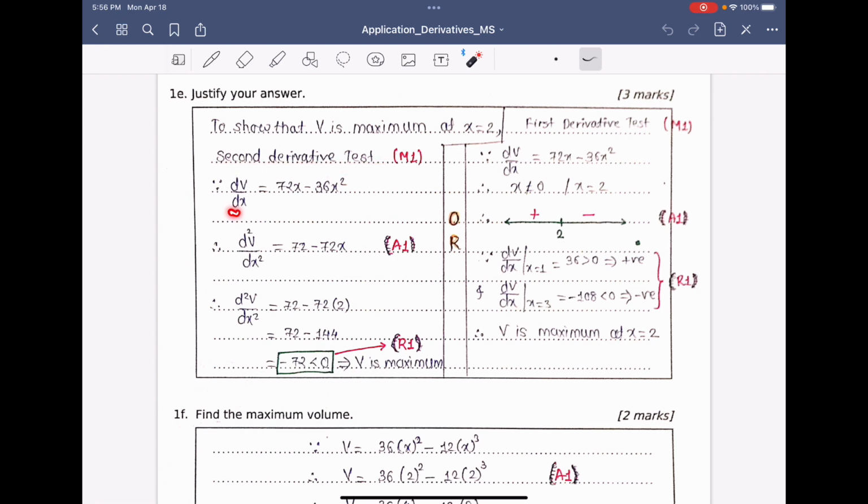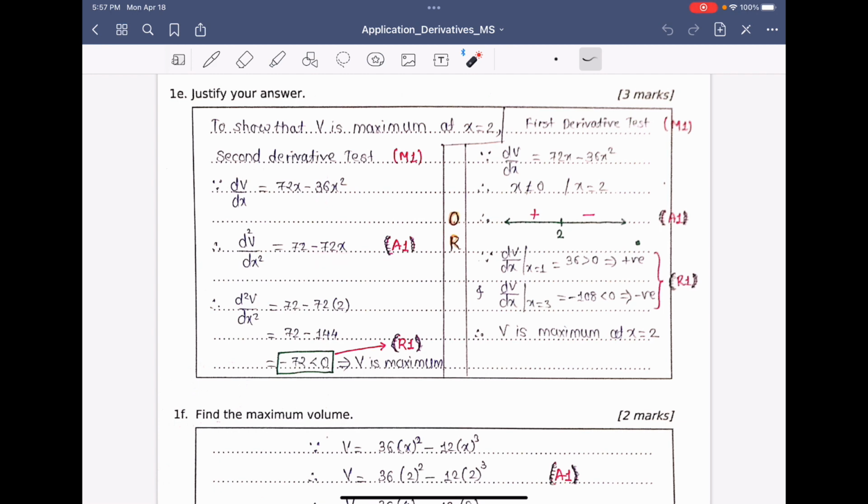For the second derivative, we first write down dv over dx is 72x minus 36x square, which we found in the previous part. Take the derivative of this, so d square v over dx square. 72 as it is, derivative of x is 1, so 72 into 1 is 72. Minus 36 as it is, derivative of x square is 2x, and 2x into 36 is 72x.